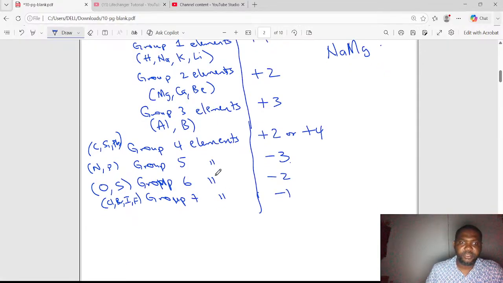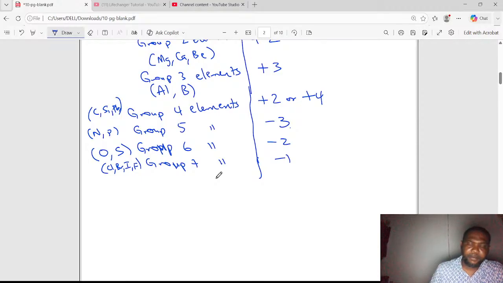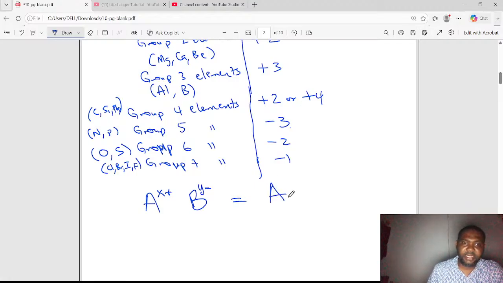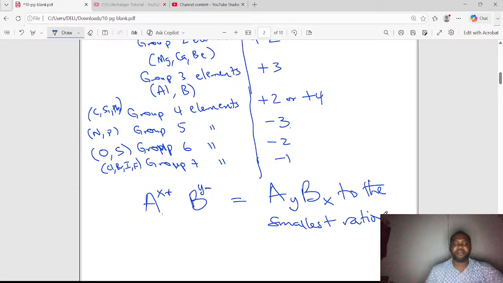Okay, so now if you have an element A and the valency is X plus, and you have another element B and the valency is Y minus, it means that the compound is going to be written as AYBX, to the smallest ratio. So that means their valencies will exchange. So Y will come down this way, X will come down this way.